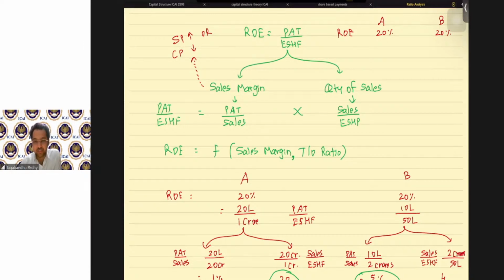Okay, fictitious assets. Fictitious asset means the amount of miscellaneous expenses not written off, preliminary expense not written off, which remain on the asset side of balance sheet, but they are in essence, no asset. That's it.